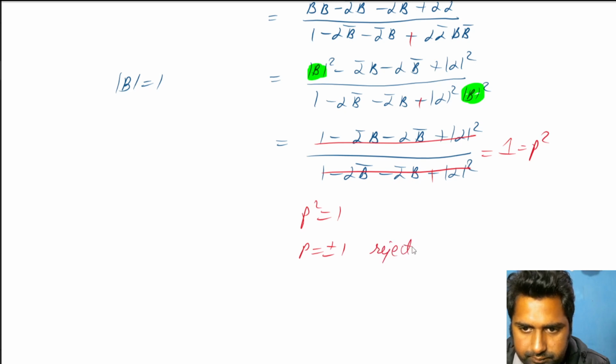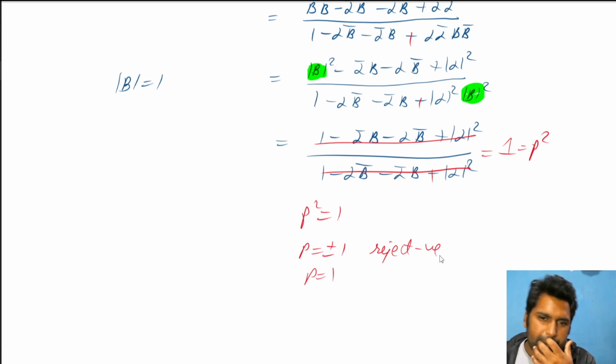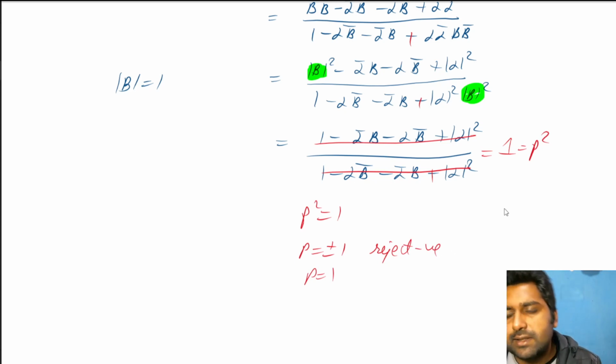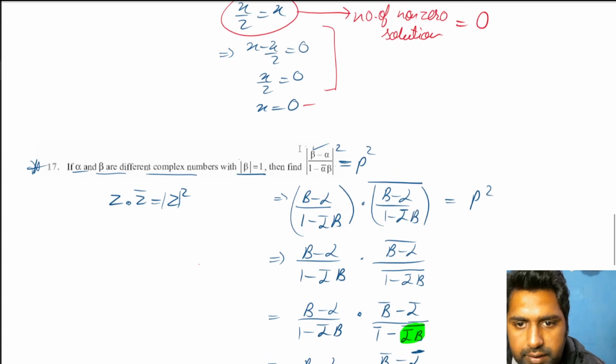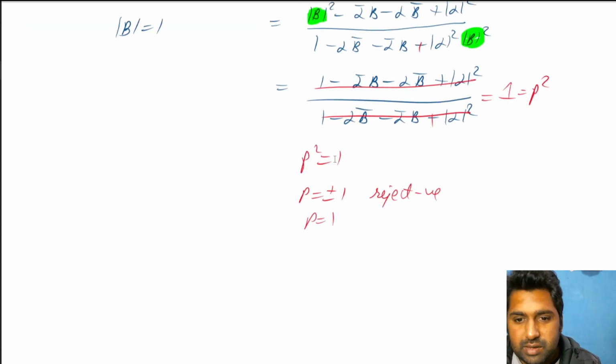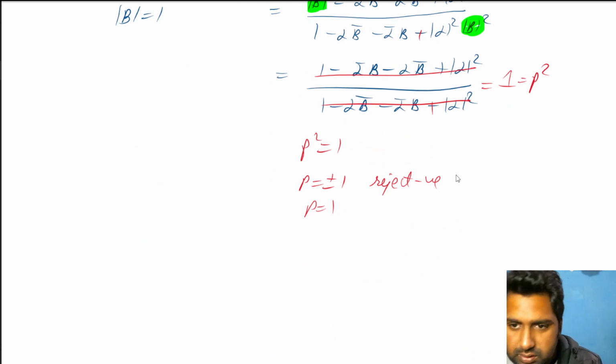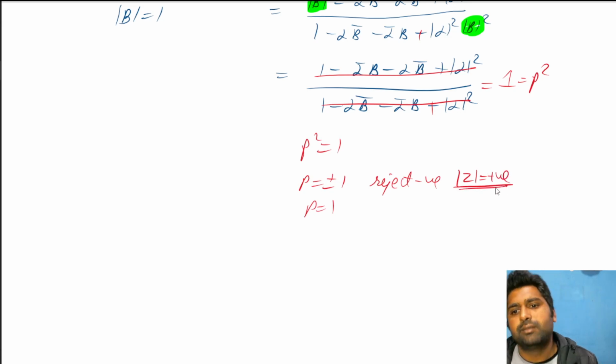Why? So p is 1. Why do we have to reject negative? Not just because it is negative, but because of what we are calculating. We are calculating the modulus of something, and the modulus of something has to be positive. That's why I'm rejecting negative, because the modulus of any complex number is positive. It cannot be negative. That's it.